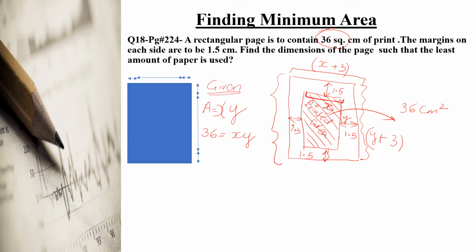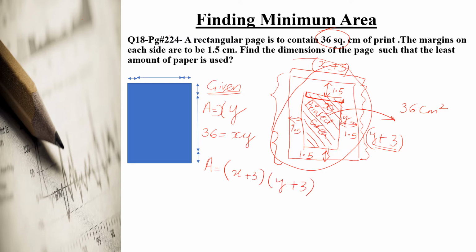Now, according to the given scenario, you have to change the other side, that says that the margins are 1.5 centimeter from each side. So find the dimensions of the whole page such that the least amount of paper is used. Now let's write the area of the whole page, that is, the area of the complete page, the complete blue side. So here length into width, you can write as x plus 3 times y plus 3.